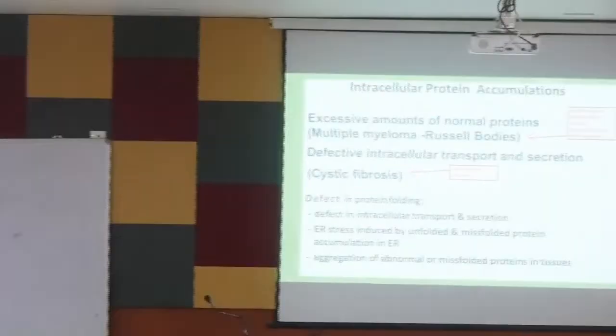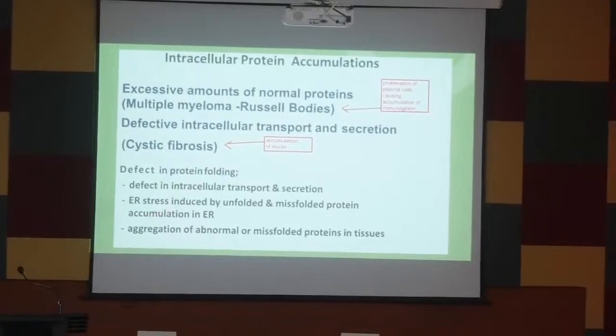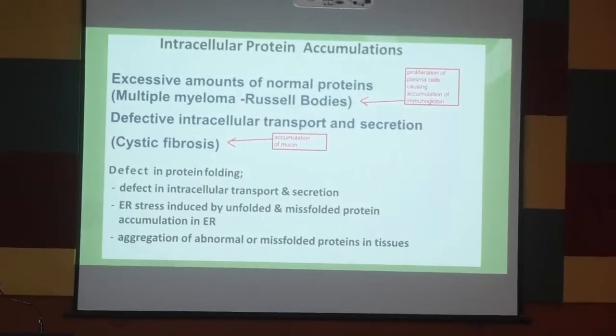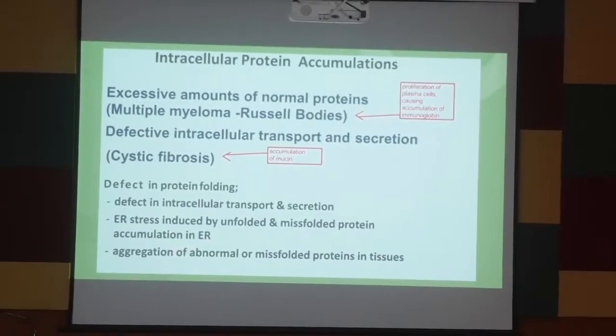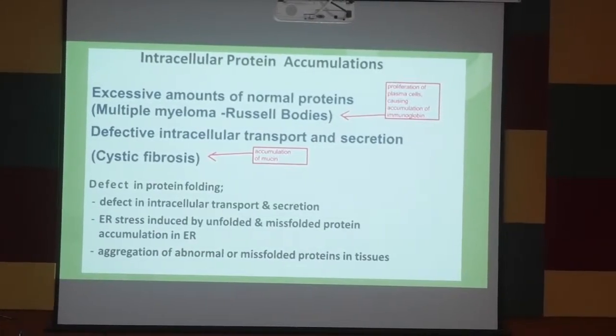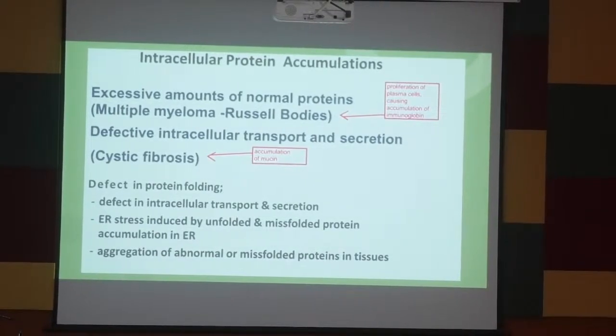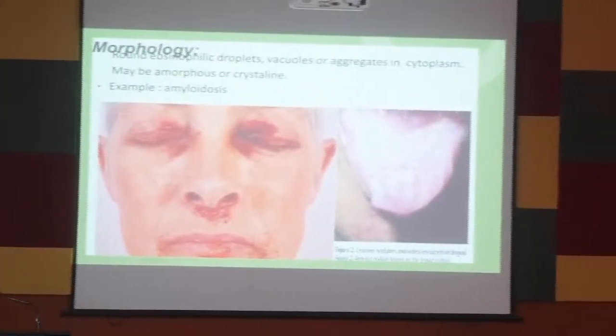disorder. So, defect in protein folding, defect in intracellular transport and secretion, endoplasmic reticulum stress induced by unfolded and misfolded protein and accumulation in the endoplasmic reticulum. So ER stress, a short note, very important. Okay, so ER stress is the main thing to cause intracellular accumulation of protein, aggregation of abnormal and misfolded proteins in tissue in cystic fibrosis. So this is an amyloidosis picture.